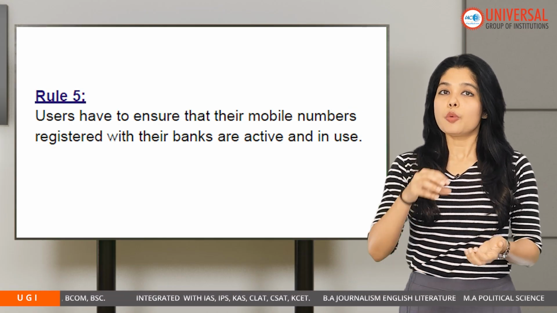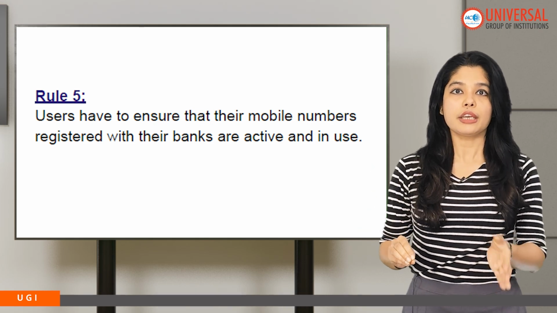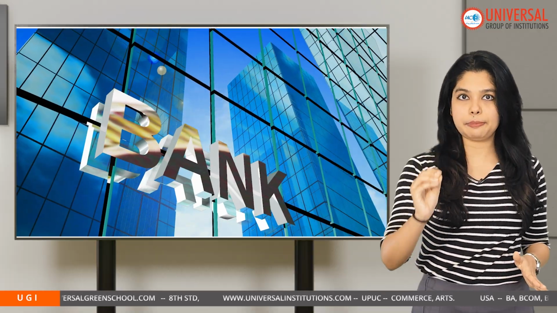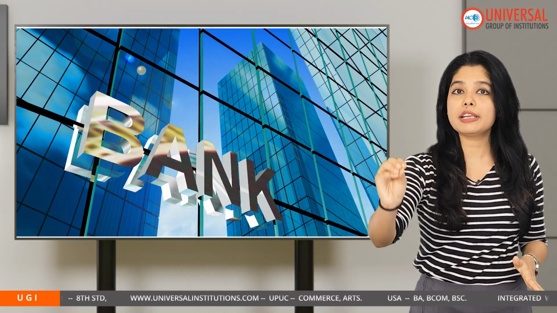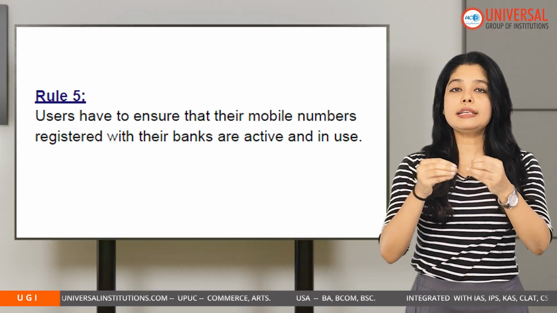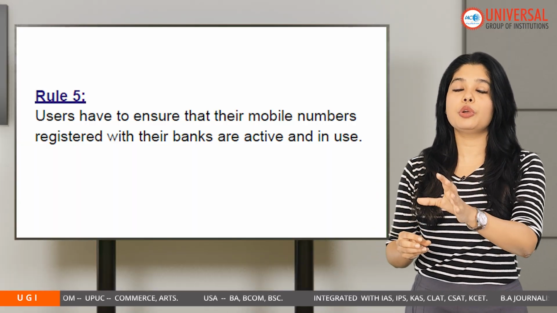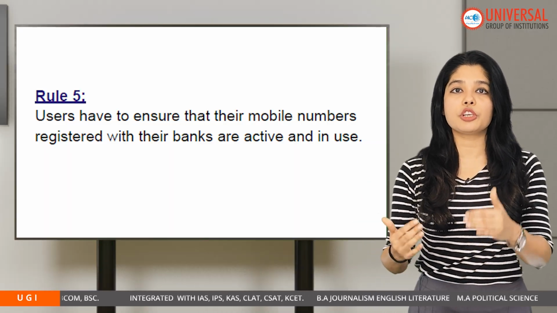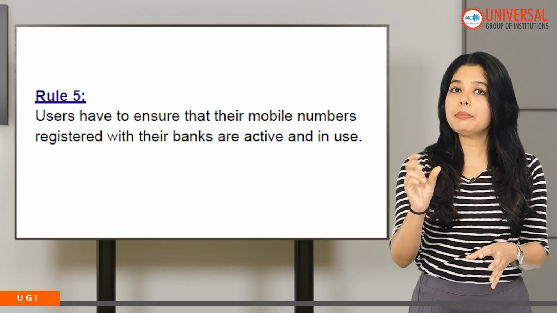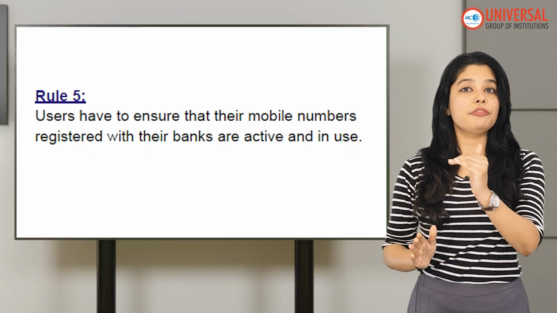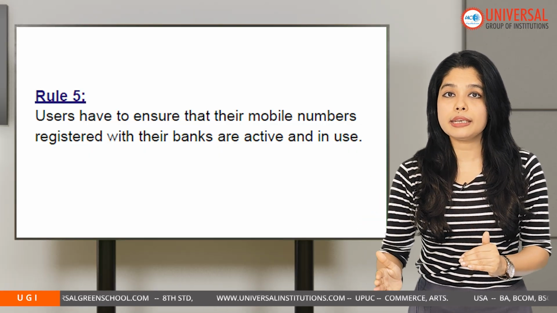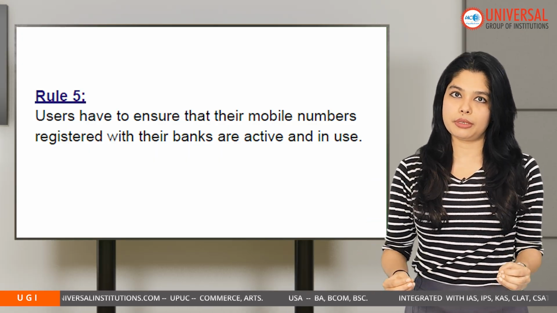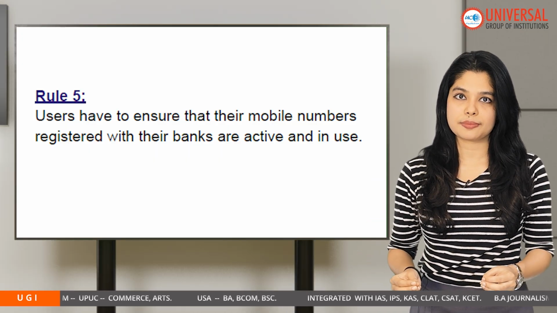Now let us talk about Rule 5. It says that in whichever bank you have an account, you have a registered mobile number there. Suppose you have an account in SBI, and you have a registered number there. The registered number which you have given to the bank account needs to be active, because you are sending money to someone and getting money from somewhere. If that number is not active and you want to change it, you have to go to your concerned bank and update your new number for seamless transactions.